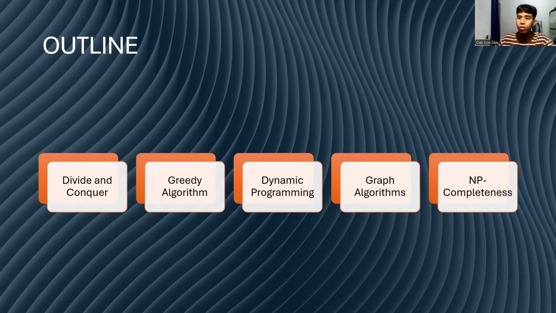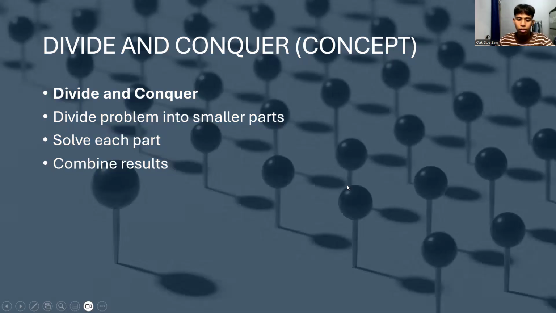Okay, so next one. The first one is divide and conquer. Divide and conquer means breaking a big problem into smaller parts, solving each one by one, then combining the results. This idea is very natural for humans. Let me give a real life example.